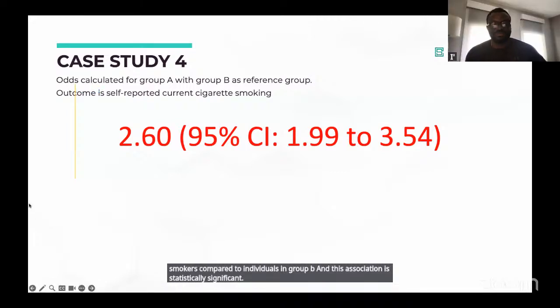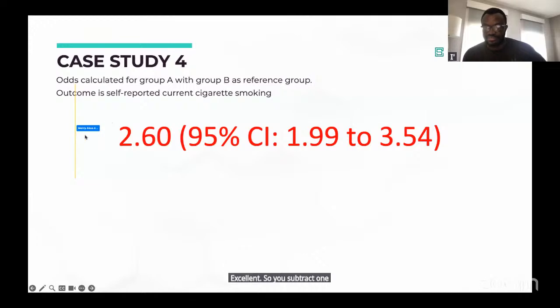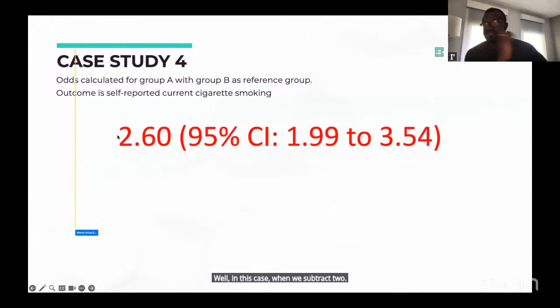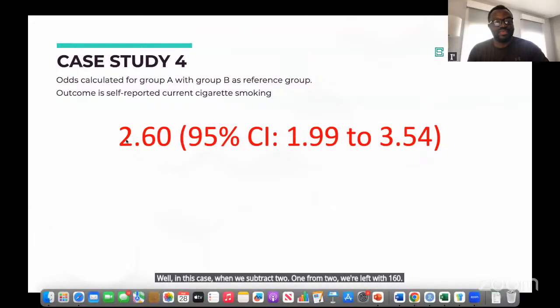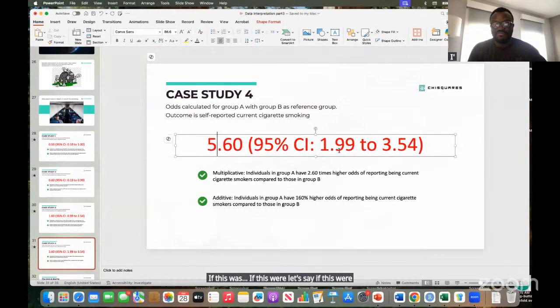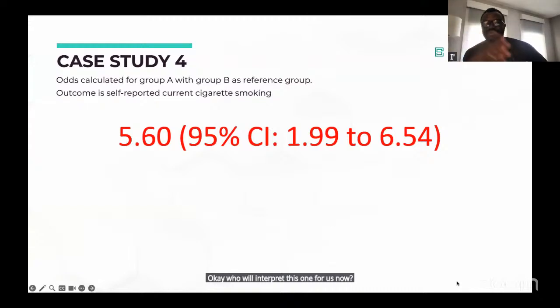Excellent. So you subtract 1 from the number at the front, right? In the initial one, when we had 1.60, we subtracted 1 from 1, that left 60. Well, in this case, when we subtract 1 from 2, we're left with 160. If this were, let's say, 5, who will interpret this one for us now? Now it's no longer 2.60, it's now 5.60. How will you interpret this?